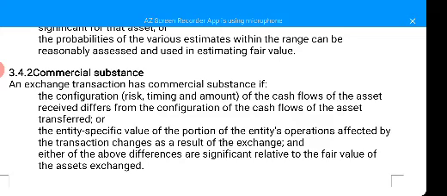And we're saying that an asset has commercial substance if you can ascertain the cash flows from that asset, that the asset has risk, and you can ascertain the timing of the cash flows. Then that asset has commercial substance, whereby you can use the cash flows to ascertain the fair value of that asset.